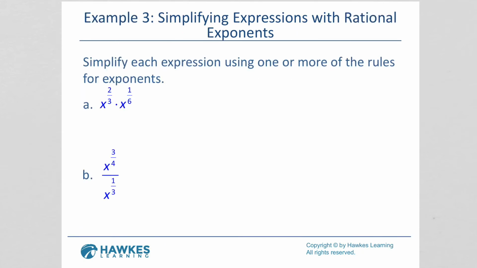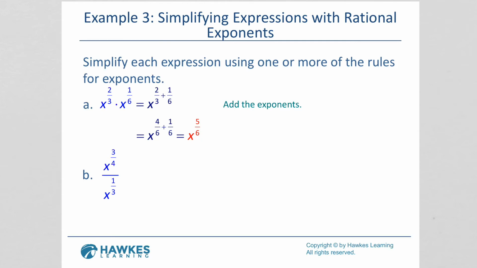Example 3. Simplify each expression using one or more of the rules for exponents. A is x to the 2/3 times x to the 1/6. Our first step is to add the exponents, since we are multiplying the same base. We have x to the 2/3 plus 1/6. Getting a common denominator, that's x to the 4/6 plus 1/6, which is x to the 5/6.